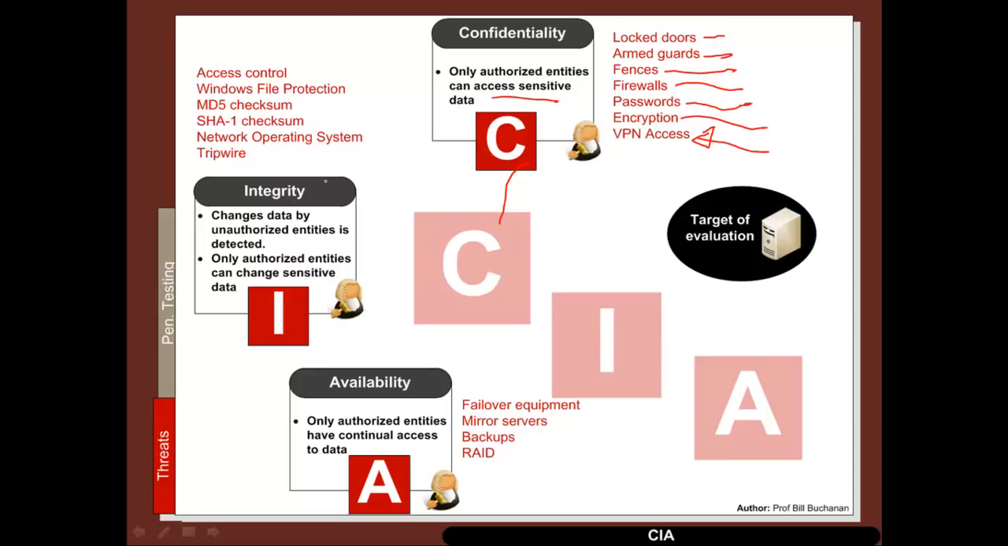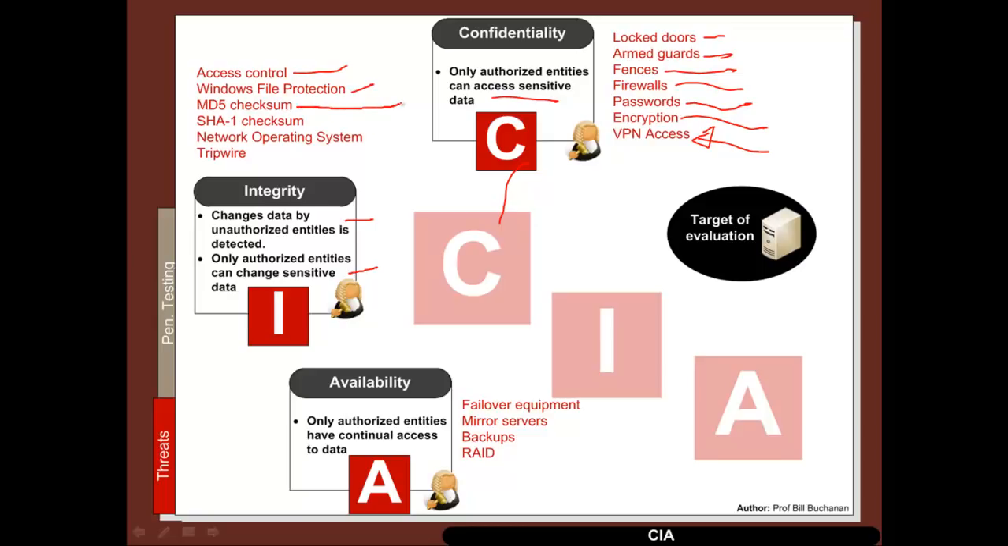For integrity, we need to make sure that any data change by unauthorized entities is always detected, and that only authorized entities can actually change any sensitive data. So this might include access control into the system. We can have Windows file protection to understand when things have been changed.